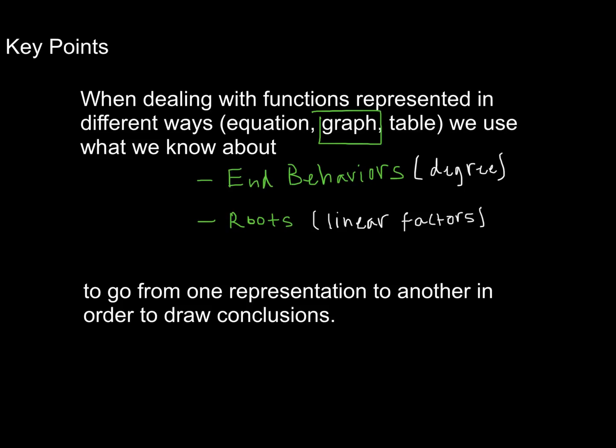And so if we are given a function in a representation, and it can be in different ways, we can use what we know about the end behaviors by looking at the degree and the roots by looking at the linear factors to go from one representation to another in order to draw conclusions. Just as we saw previously, if we had a graph, we could draw conclusions by looking at the graph. And if we have an equation, we can use what we know about that equation to create a graph and to draw some conclusions from that, or similarly from a table. All right, so I'm going to give you one to try, and we'll take a look at it together, but make sure you have a solution coming into class tomorrow.